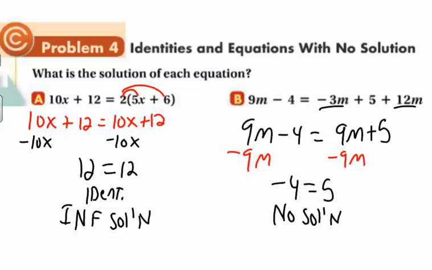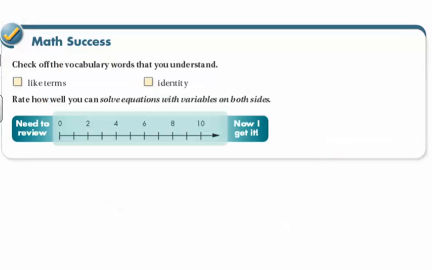Okay, so there is a big difference when your variables drop out. When they are the exact same, you get identity. When they are not the exact same, you get no solution. So double check, make sure you know what like terms are. If you don't, put that in the need to know, words to know.